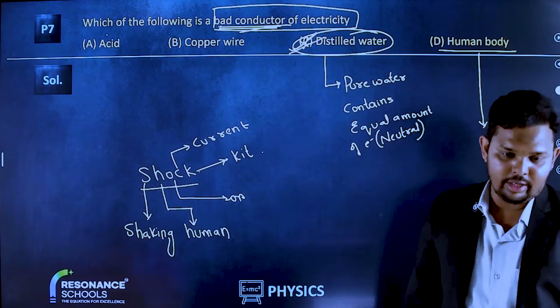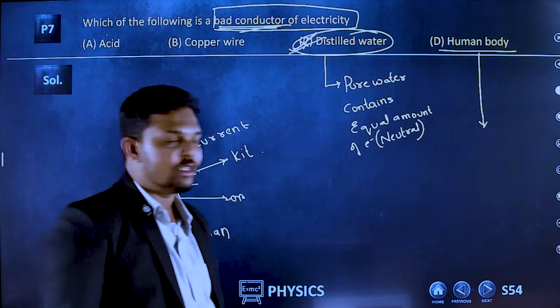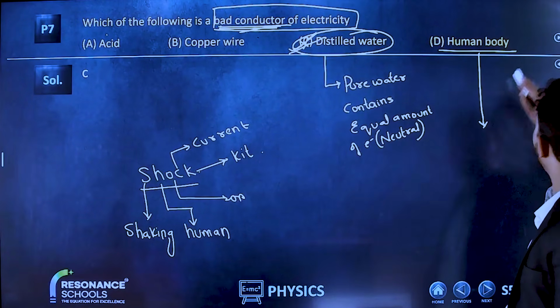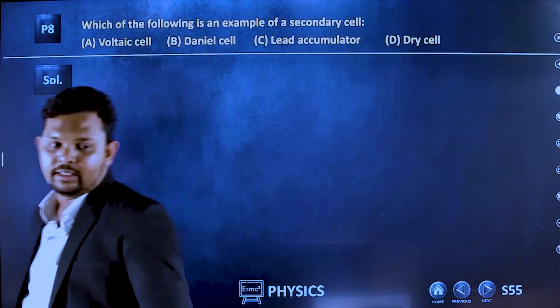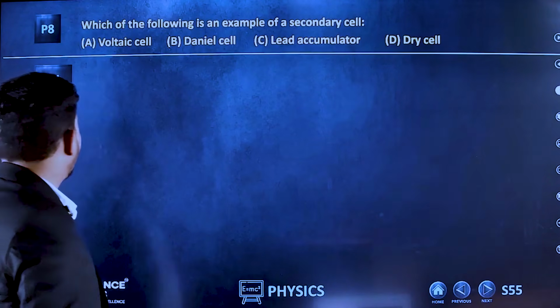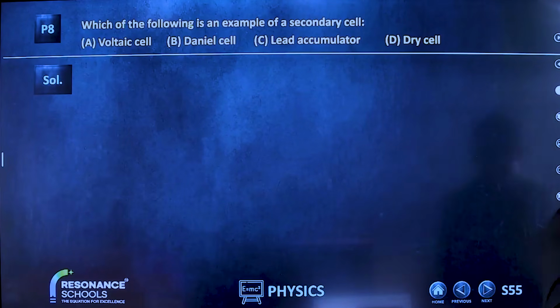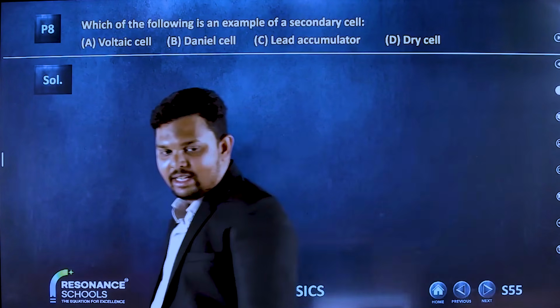Very good. Okay, now let us go for the next case. Shall we proceed to the next question? Now, see question number 8. Which of the following is an example of a secondary cell? Students have started giving the answer.